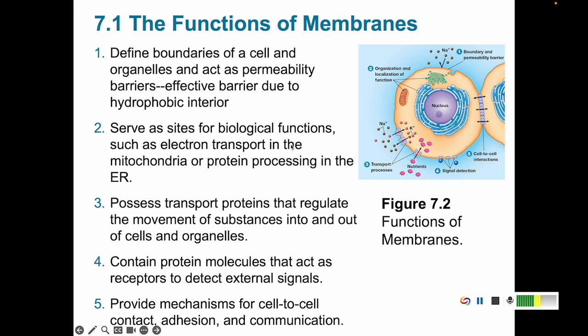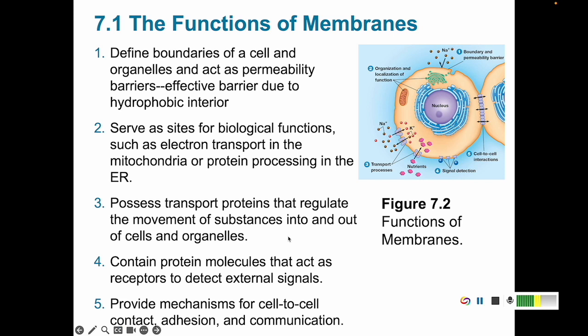The membrane is a site of biological functions. So in a mitochondrial membrane, you'll have the proteins for electron transport to be able to get energy from your cell. Or in a prokaryotic cell, you'd have those equivalent functions happening in the plasma membrane. Protein processing happens in the membrane of the endoplasmic reticulum as those ribosomes attach to the membrane of the ER and are creating proteins.